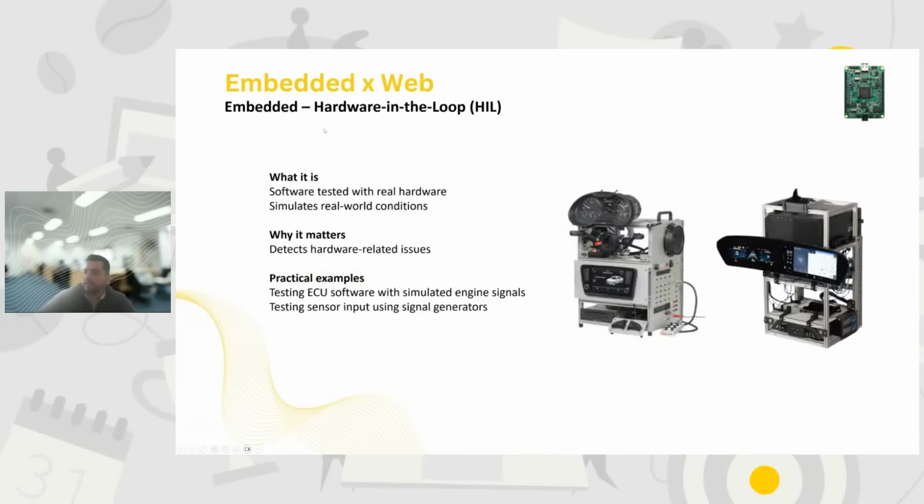Here we have the hardware in the loop. We can see here that there are test benches where we have the hardware. Imagine an embedded device from the car, and we test it using the real device that we will have in our project and in our car. Here it's an infotainment device, and we have some peripherals that are simulating the devices around the car.